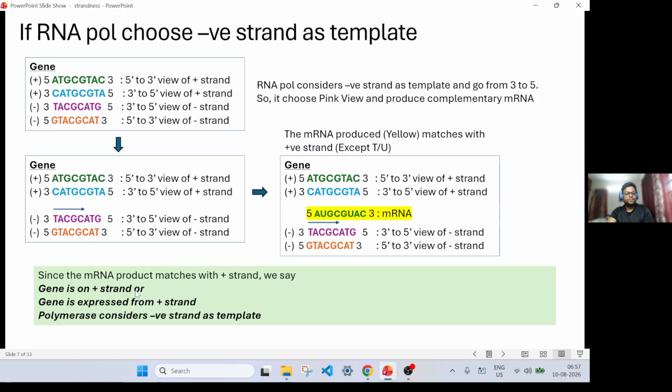So the conclusion is that RNA polymerase considered the negative strand as the template, and it produced an mRNA that matched with the positive strand. That's why we say that this gene is on the positive strand. That means the gene is expressed from the positive strand, and the RNA polymerase considers the negative strand as a template. So this is how you say that a gene is on the positive strand. If the gene's product is matching with the plus strand, then you say the gene is on the positive strand, that is, the gene is expressed from the positive strand.